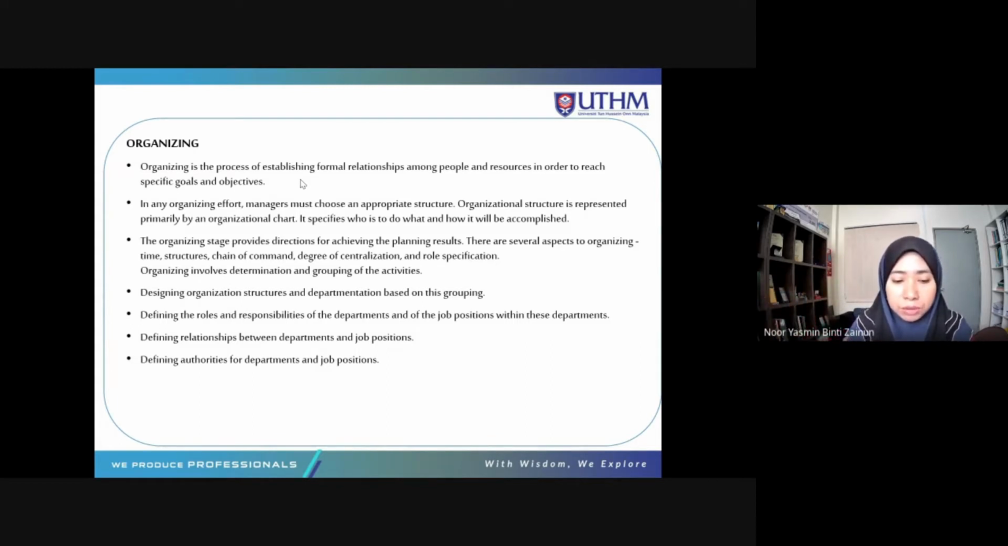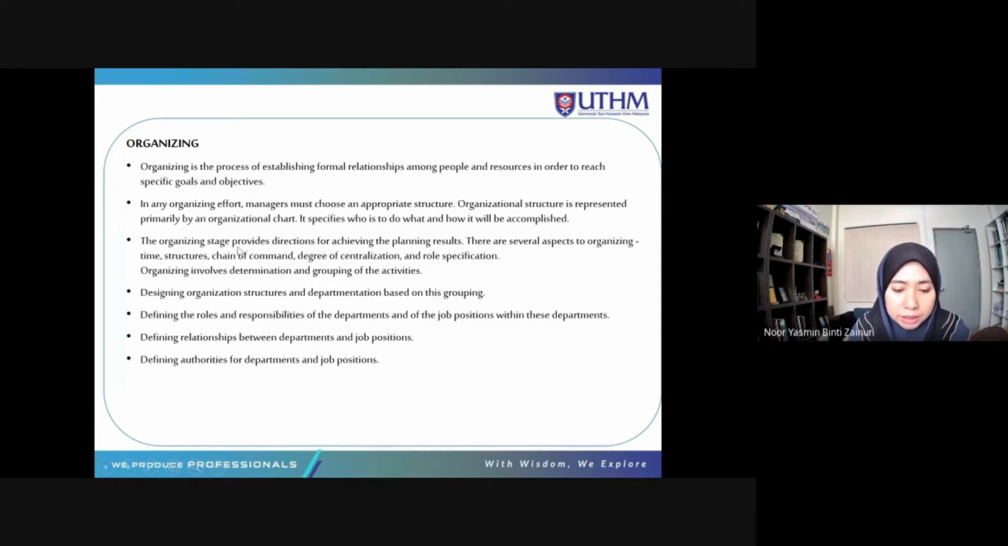Okay. So in organizing effort, managers must choose an appropriate structure. Organizational structure is represented primarily by an organizational chart, because we actually have three types of organization. Later we will learn about this. It specifies who is to do what and how it will be accomplished. So it depends on our aim and objective and our resources, our cost, and the management. Okay, how we want to manage the project.